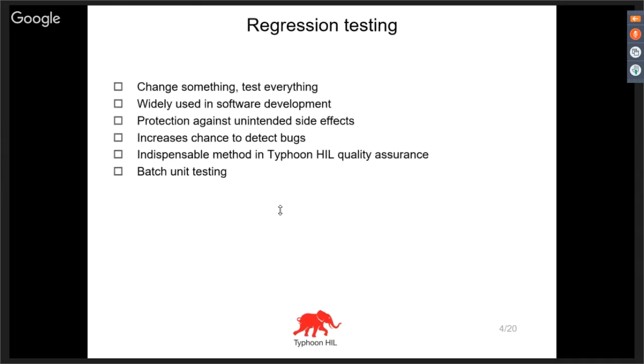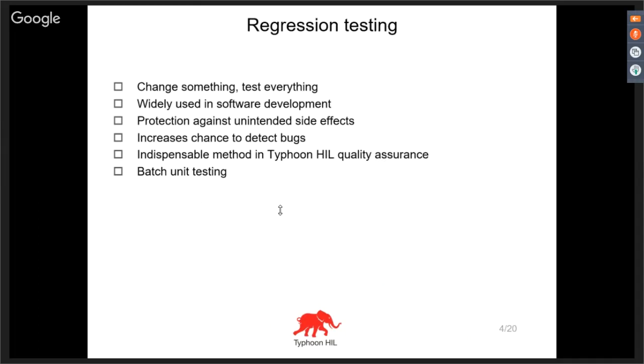Something that we use quite often in Typhoon HIL is regression testing. It's widely used in software development, and if we were to choose a sentence to describe it, it would be: change something, test everything. What we mean by that is that you have seen that we have a very complex library of components, and as we move with changes of software, of firmware, even hardware, all of these changes can produce unintended side effects that we need to protect from.